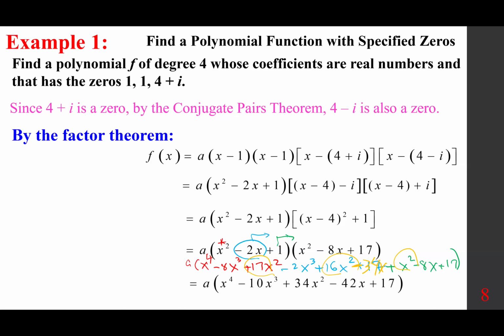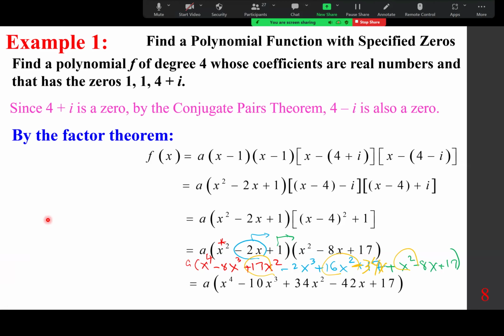So the key again is to pay attention to the way you multiply these two. You want to multiply in this fashion by putting x minus 4 together and minus i and plus i, so you can use the easy way out.